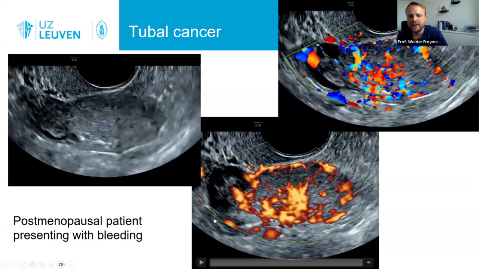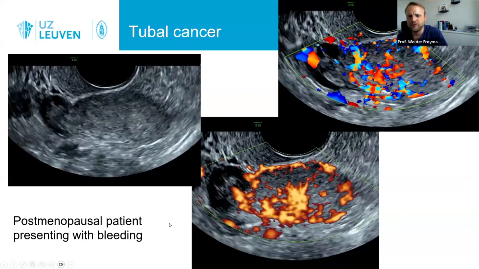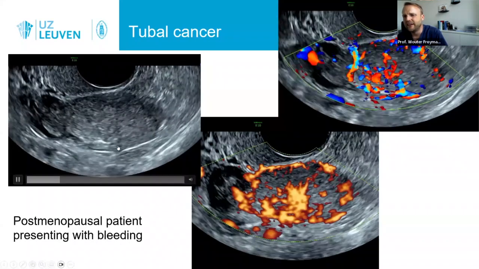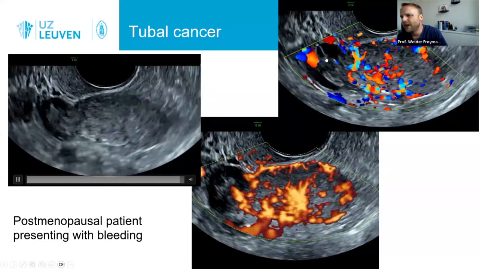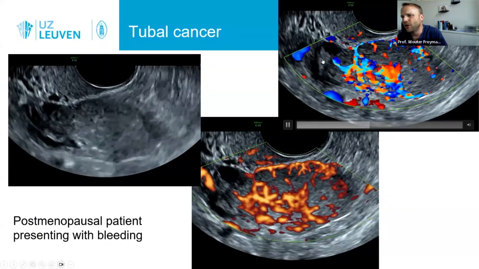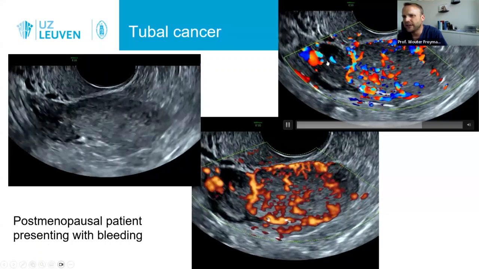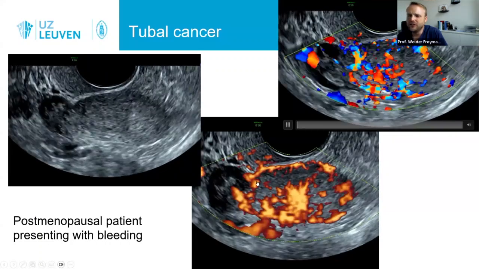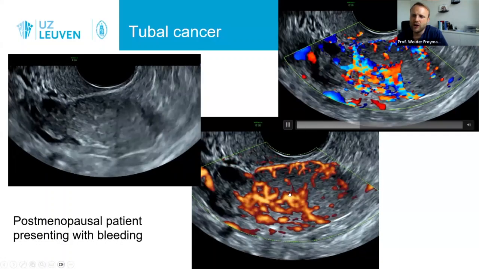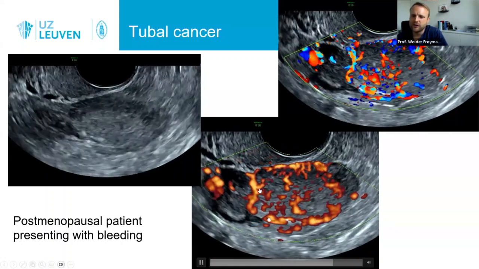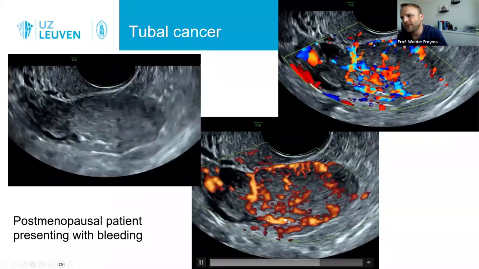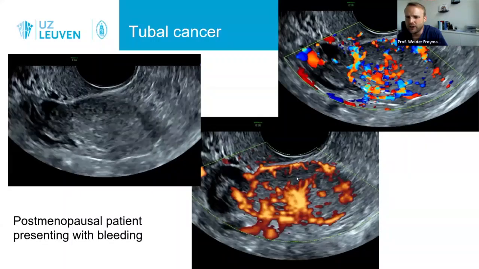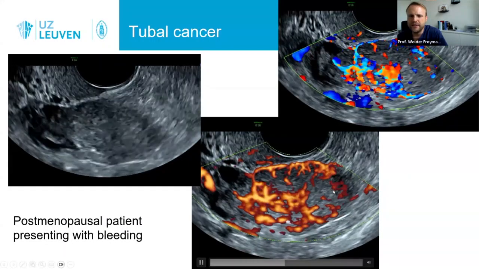So this is an example of a patient that presented with postmenopausal bleeding. You can see here that you have two structures that are slightly mobile, one from the other. On the left side, we see the ovary with some residues of follicles. And then next to it, you see this tubular shaped mass with a quite high color score. So this was a tubal cancer presenting in a patient presenting with abnormal uterine bleeding.